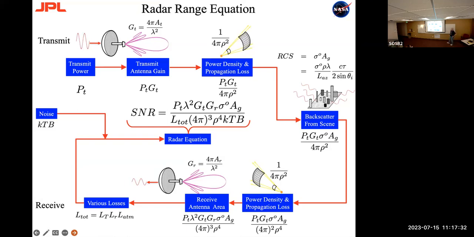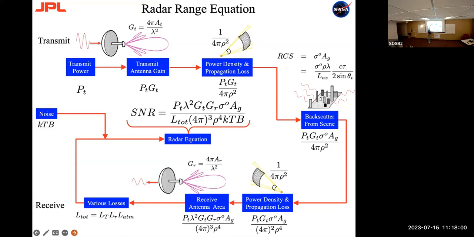I won't derive it in detail, but I do want you to understand the sensitivities here because it's a little bit important. Not surprisingly, the amount of transmit power you have affects your signal to noise, because that's going to affect how much signal you get. The more power, the more signal you're going to get back. So that's P sub T.